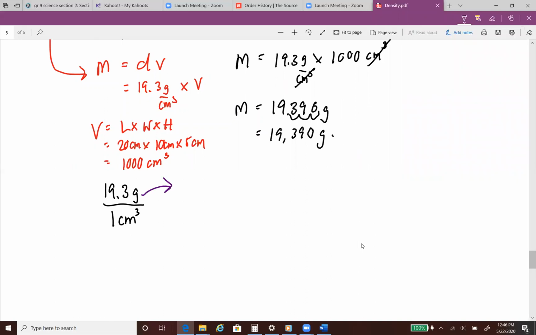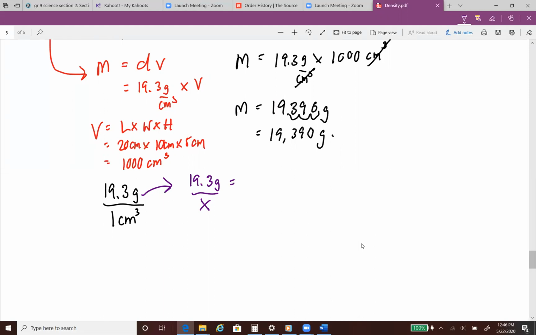So here's what we're going to do. I'm going to first change the mass, okay? Here's what we know. We know it's 19.3 grams. We want to convert that to kilograms. So let's say I set up a ratio where I want to figure out what this value is in kilograms. So I'm going to put grams on top. I'm going to put kilograms on the bottom.